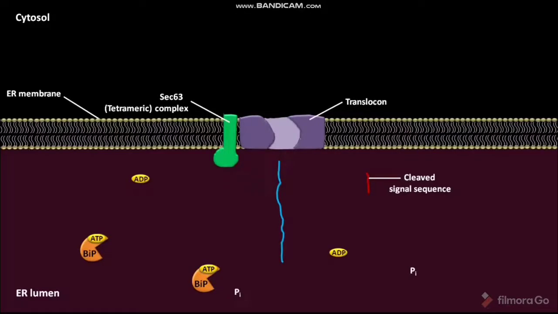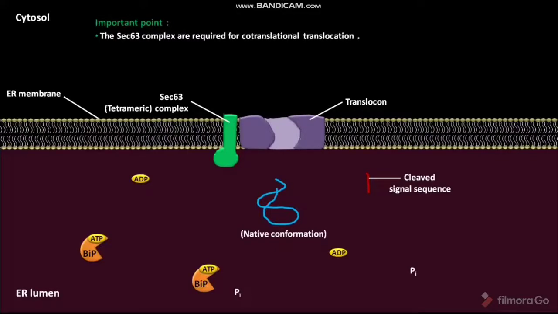The polypeptide chain released from the BIP molecules then folds into its native conformation. Now, important point, the SEC63 complex is required for post-translational translocation.